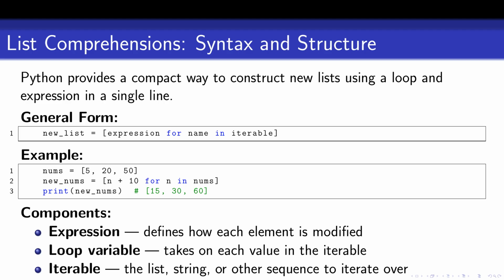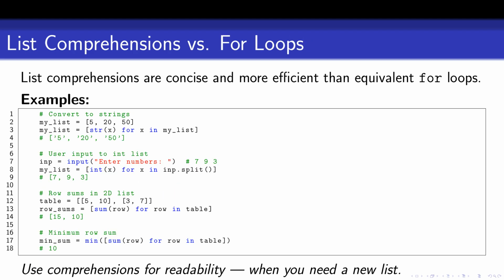Comprehensions are ideal when you want to transform or filter data during list construction, especially when working with input processing, data cleaning, or reshaping existing lists. They're widely used in both small scripts and large-scale data pipelines because of their clarity and efficiency. List comprehensions can replace many standard for loop patterns and often result in shorter, faster, and more readable code.